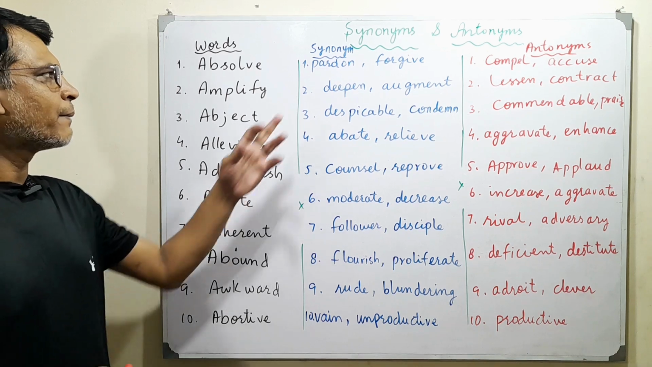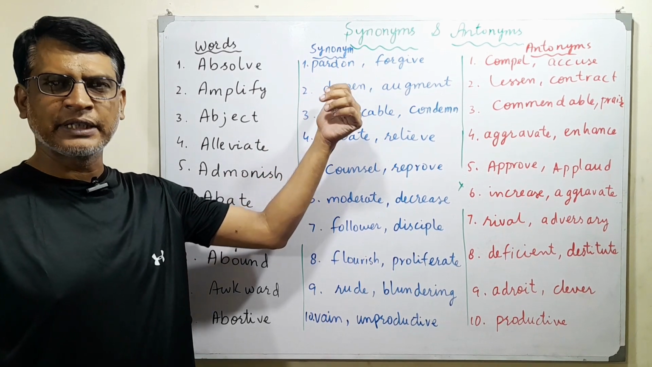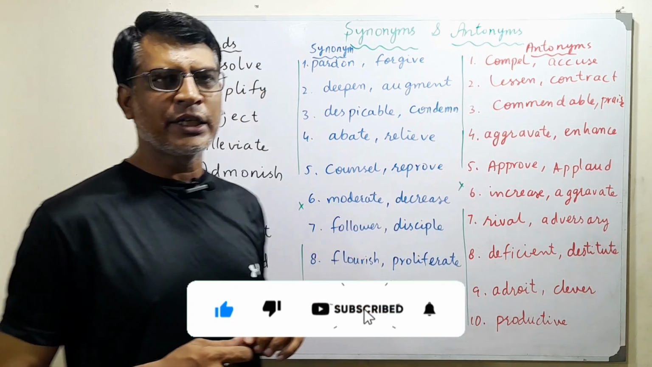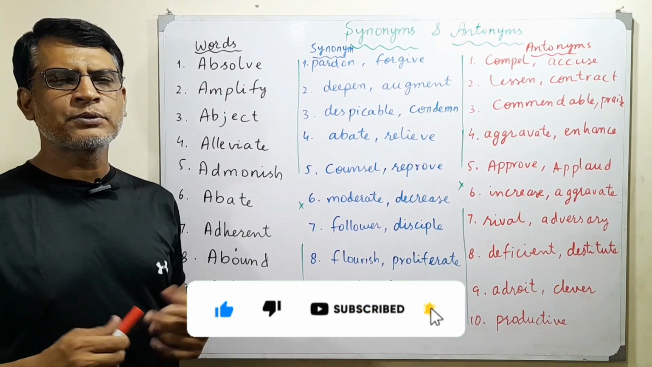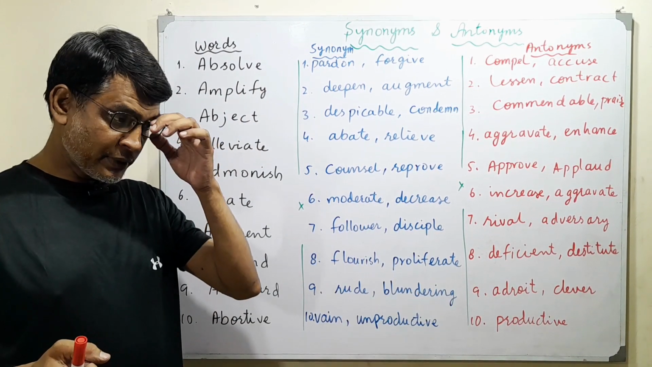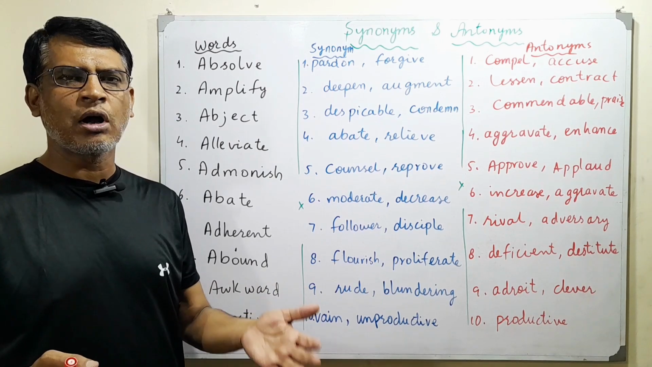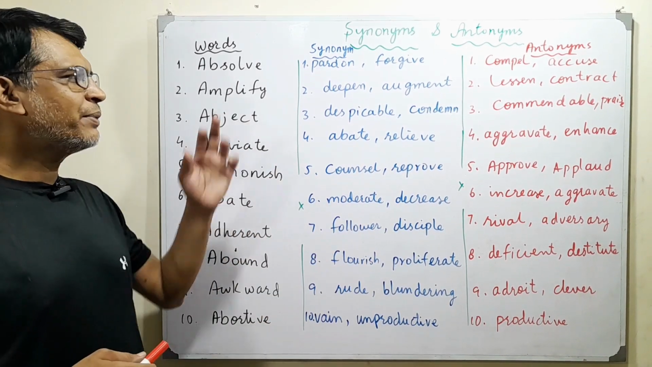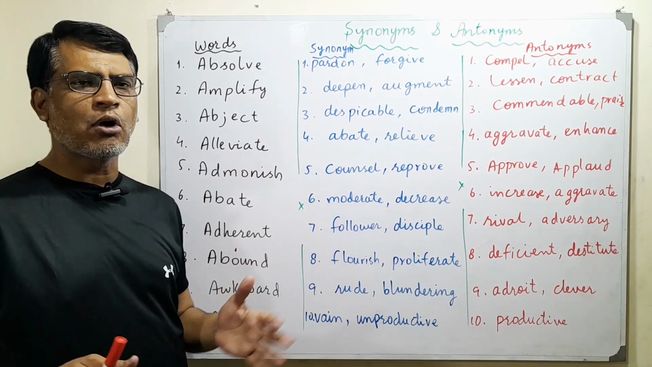Absolve means pardon or forgive. That's the synonym. And the antonym is compel or accuse. So absolve is like, a criminal or accused has been absolved of his crime, which means he has been forgiven. Amplify means deepen or augment.